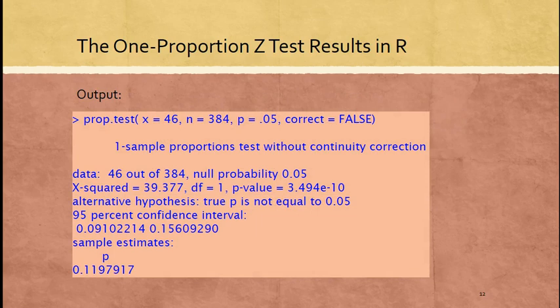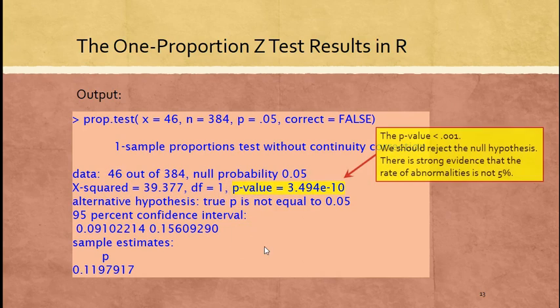And this is the output. If I run the command prop.test, what you see below is the output from R. And you can see a lot of this we already knew. The data was 46 out of 384. The null probability, the null value, is 0.05. The rest of it, we're just about ready to talk about chi-square, but let's not assume it right now. Technically, R is using a chi-square test and not a z-test, but the results are pretty close, and this is a pretty simple command, so we'll go with that.